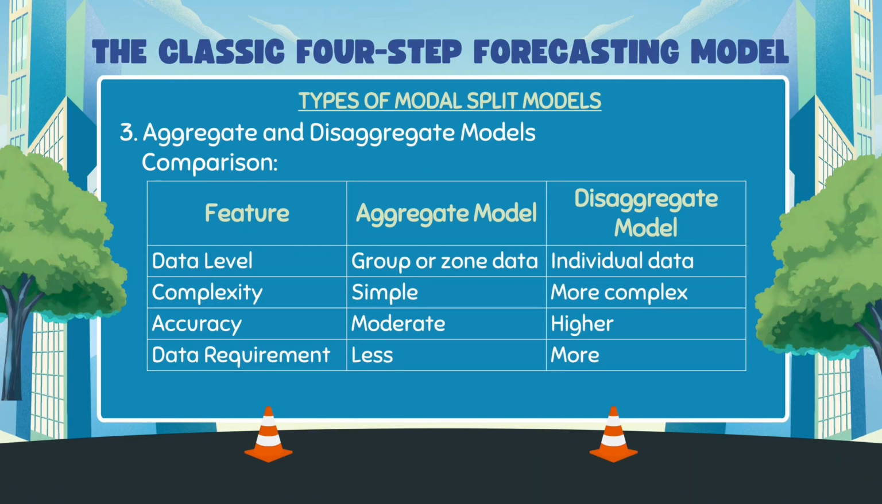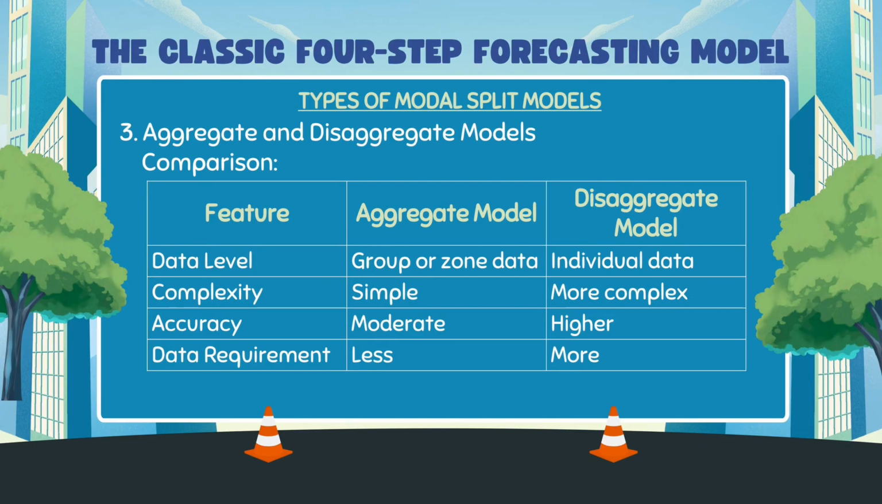The comparison of the disaggregate and aggregate models. We have three columns. The first column is the feature, the second one is the aggregate model, and the third one is the disaggregate model. Under the features, we have the data level, the complexity, the accuracy, and the data requirements. For the aggregate model, in terms of the data level, it is group or zone data. In terms of complexity, it is much simpler, and the accuracy is on a moderate level.